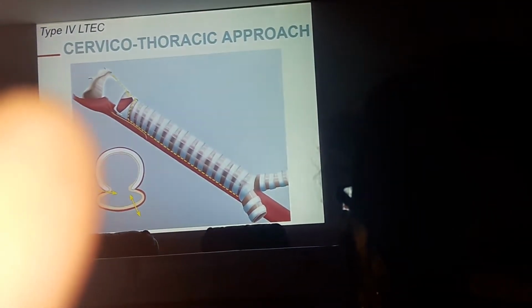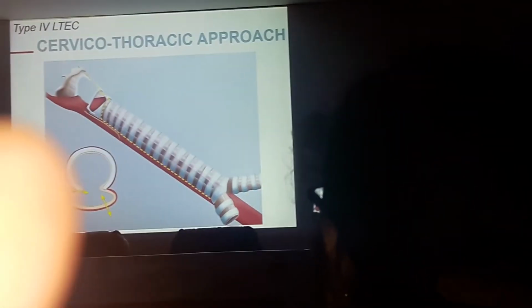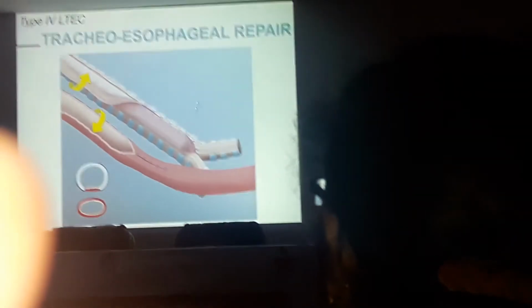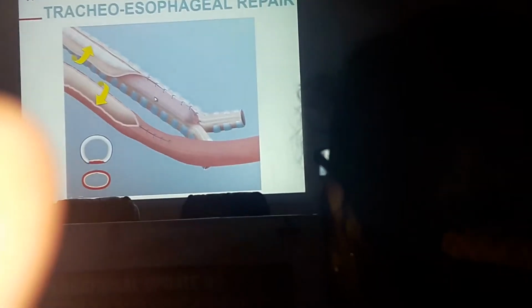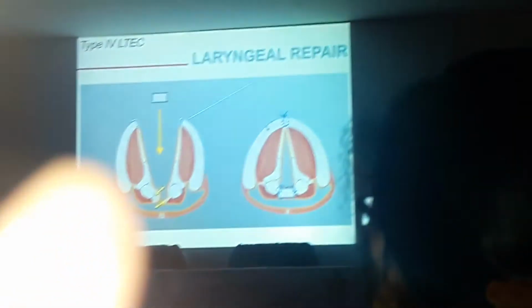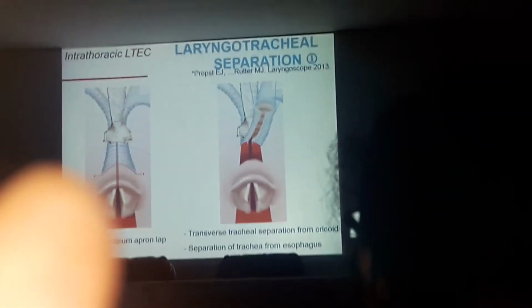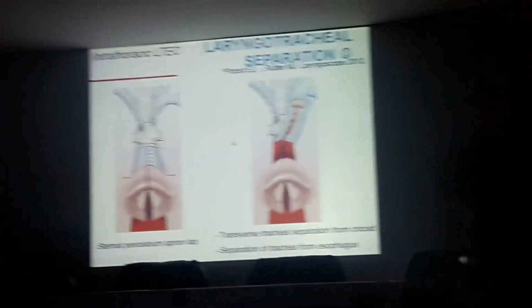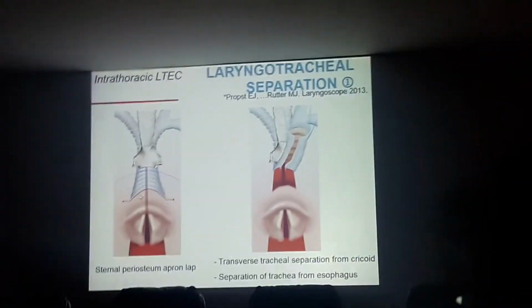Longer clefts present with different problems. So there has to be a longer and more difficult approach, whereas we do a tracheoesophageal repair by going from the neck and then into the mediastinum. It requires a laryngeal repair as well. One of the procedures which was described by Mike a couple of years ago is basically represented in this schematic diagram.